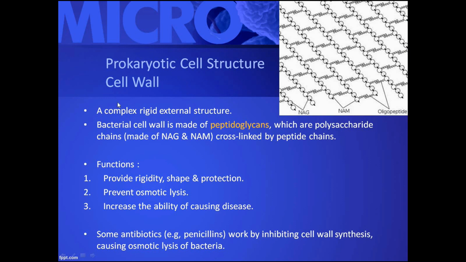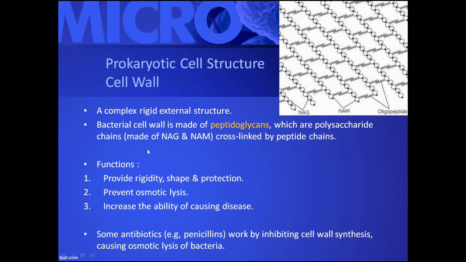Moving on to the cell wall, it is a complex, rigid external structure surrounding the plasma membrane. Bacterial cell wall is made of peptidoglycans. This is in comparison to eukaryotic cell walls, which are made of cellulose, or chitin in fungi. The peptidoglycans are polysaccharide chains that are made of N-acetylglucosamine and N-acetylmuramic acid, NAG and NAM, cross-linked by peptide chains.